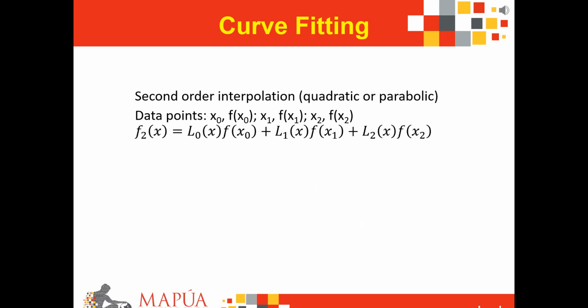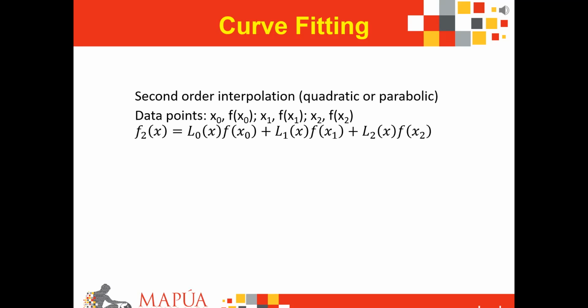Hence, your second order Lagrange interpolating function would simply be the product of L0 of x multiplied with fx0 plus L1 of x multiplied with fx1 plus L2 of x multiplied with fx2. Note that there are now three Lagrange terms since there are three functions depicted on your given set of data, fx0, fx1, and fx2. How do we evaluate this time L0 of x?